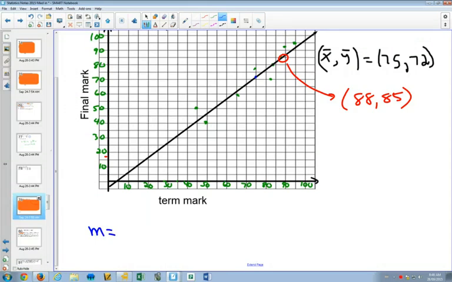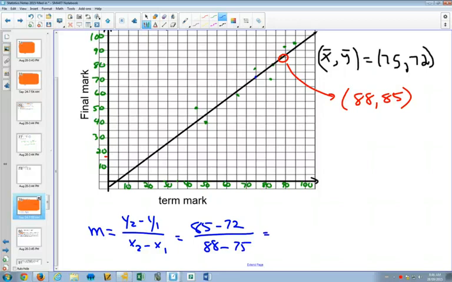Remember, your slope is rise over run, y2 minus y1 over x2 minus x1. So we would have 85 minus 72 over 88 minus 75, which is 13 over 13, which is 1. So using those points, we would have a slope of 1.